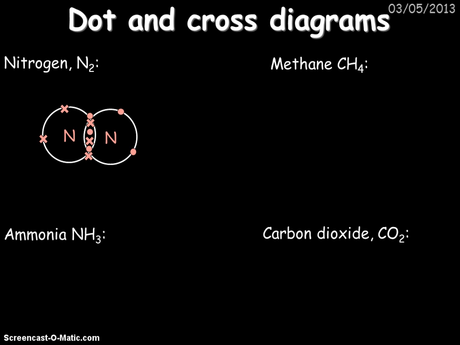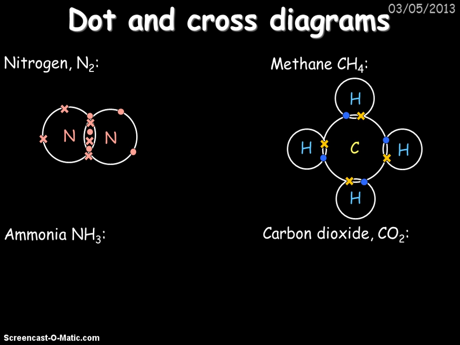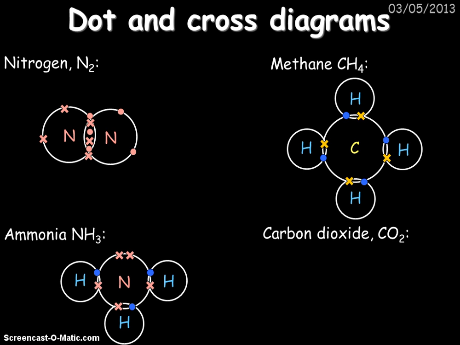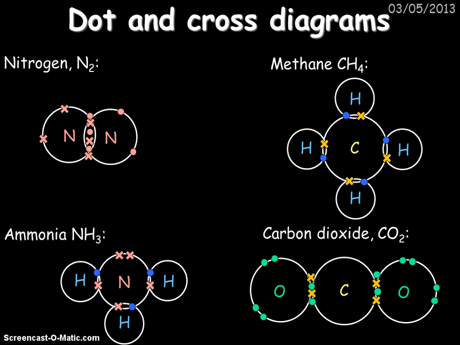Okay, here's some more for you to see. N2. Methane, the gas that comes out of the Bunsen burners, you can see CH4. So it's 1 particle of carbon and 4 particles of hydrogen. Ammonia, NH3. Carbon dioxide, CO2. All very common covalent bonds because they are all sharing.